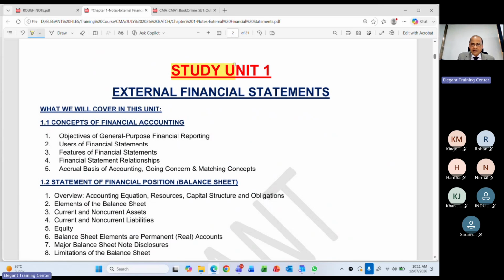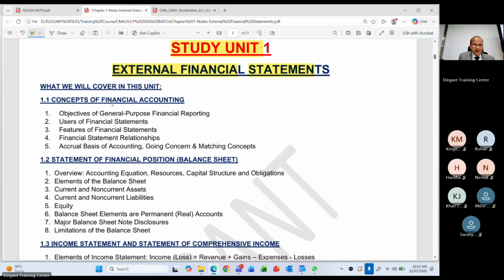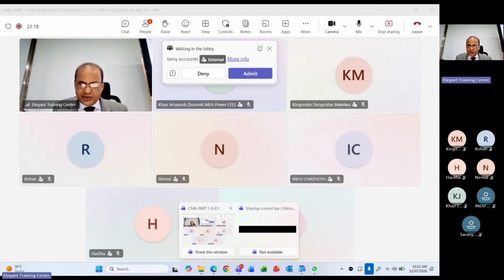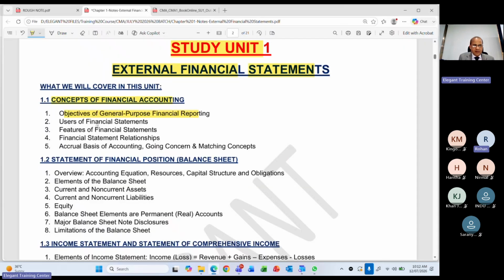Chapter number 1, external financial statements, right? In this chapter, we are going to cover concepts of financial accounting, and under that, we will cover objectives of general purpose financial reporting. What is the purpose of financial reporting? Next, we'll talk about users of financial statements.